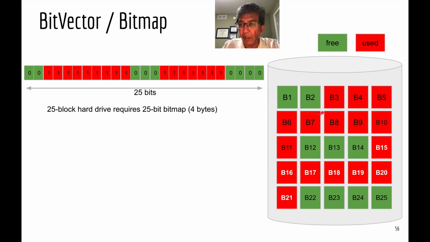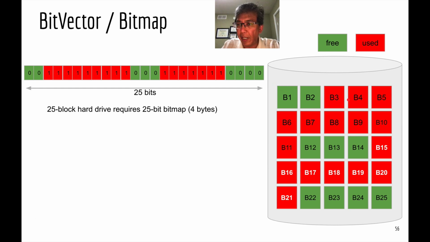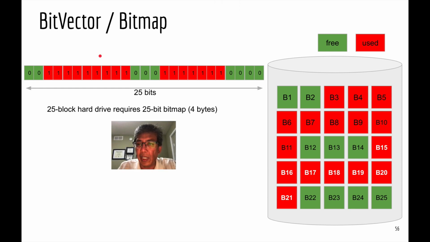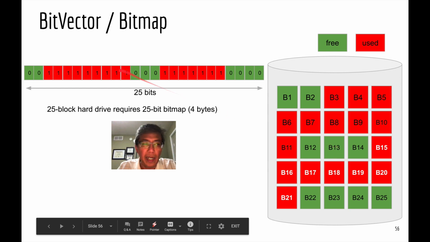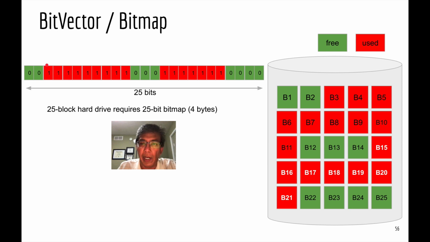In our illustration, we have a very small disk of 25 blocks, B1, B2 all the way to B25. The green blocks are unused blocks and the red blocks are used blocks. To keep the status of allocation in our bitmap, we have to allocate 25 bits. The number of bits will be the same as the number of blocks in your disk. And the bit 0 tells us that the block is free, and bit 1 tells us that the block is allocated. So the first two bits are 0 because the first two blocks here are free. And the next bit is 1 because block number 3 is allocated.